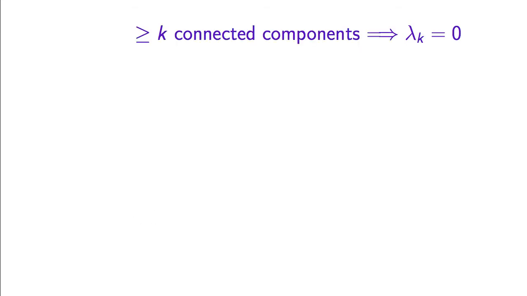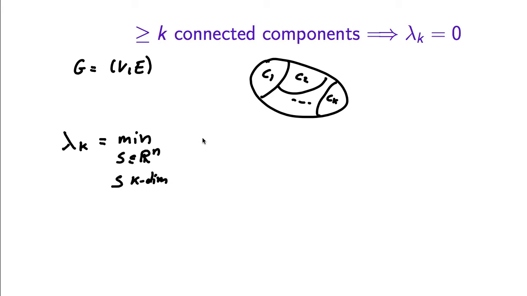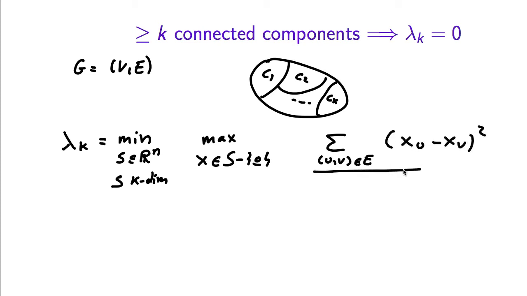So let's prove the first non-trivial result from the fundamental theorem of spectral graph theory. Let's say that we have some graph G, and that this graph has at least k connected components, so that we can divide the vertices into k subsets C1 up to Ck with no edges between them. Recall also that lambda k of a matrix can be characterized as the minimum over all k-dimensional subspaces S of the maximum for non-zero vectors in S of the Rayleigh quotient of the matrix. As we computed before, this will be the summation over all edges of xu minus xv squared, divided by d times summation over v of xv squared.